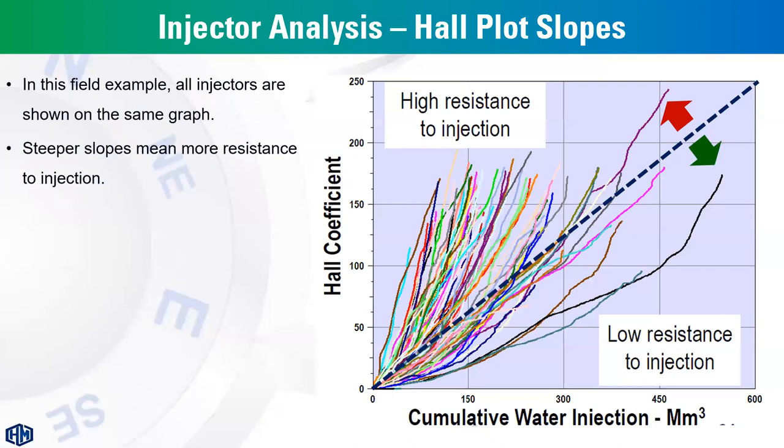So for this field example, we have all of these injectors. Actually, for this group of injectors, we have high resistance to injection or low injectivity index. But for this group of wells, we have low resistance to injection or high injectivity index. So for proper reservoir management in that case, you have to monitor all of these wells to apply well intervention techniques like well stimulation to improve the water injectivity index, increase the injection capacity, and also decrease the resistance to injection.